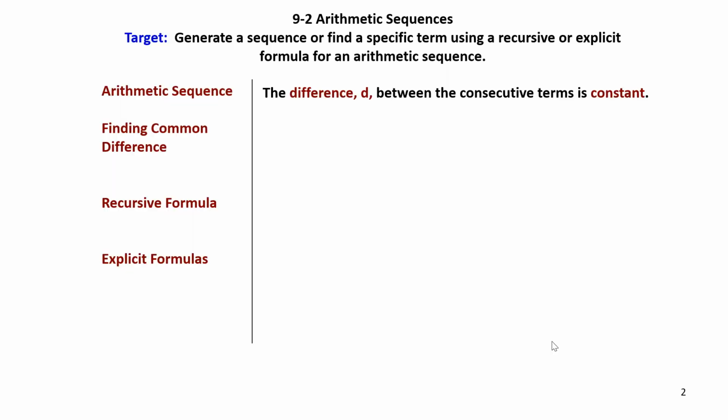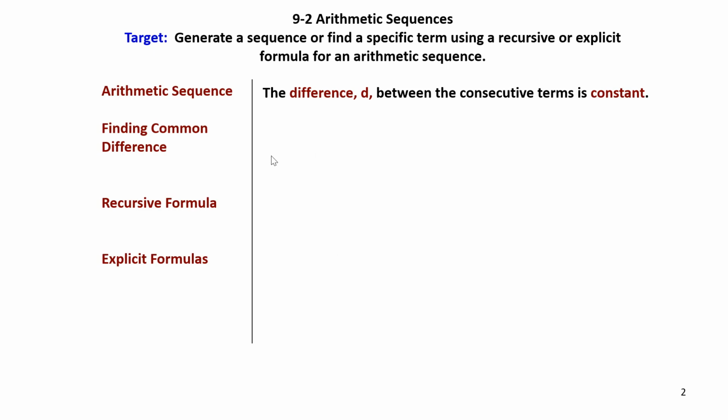Alright, here we are with arithmetic sequences, and we're going to be talking about arithmetic sequences and the formulas that go with those today. In an arithmetic sequence, we have a difference, and that difference between consecutive terms is constant. For instance, a sequence like 2, 4, 6, 8, 10 is an arithmetic sequence because I'm adding the same thing between the terms.